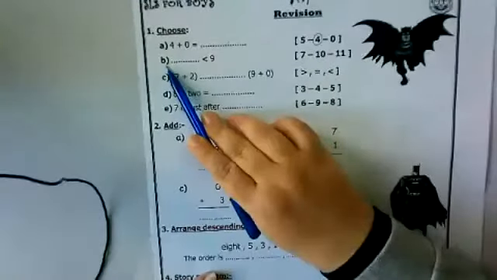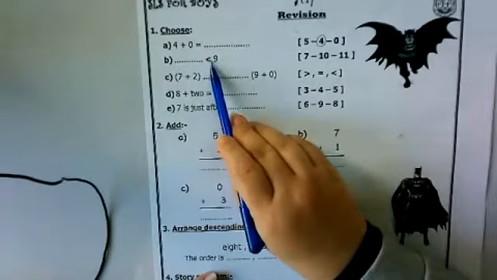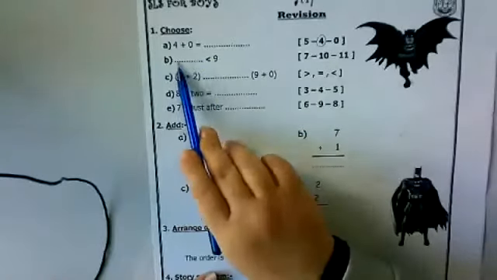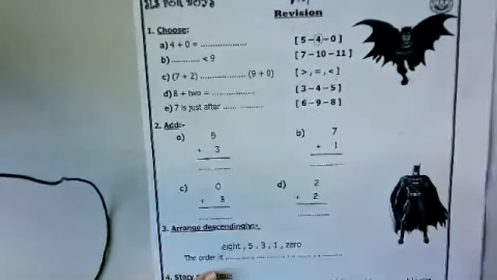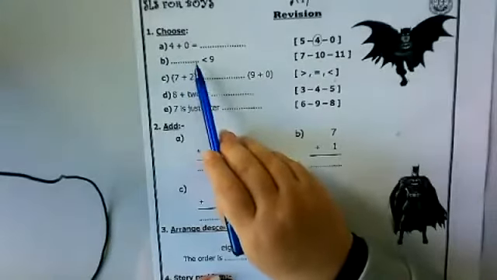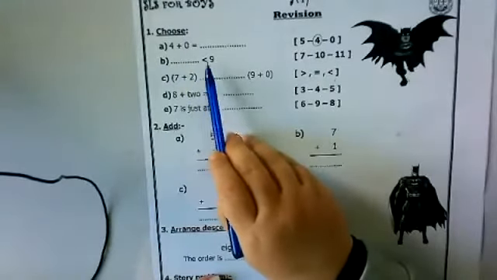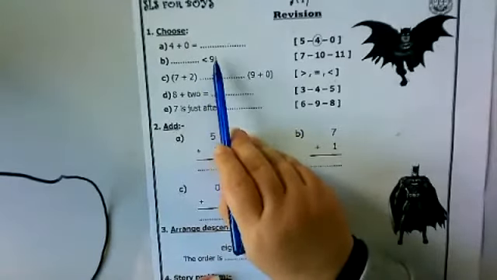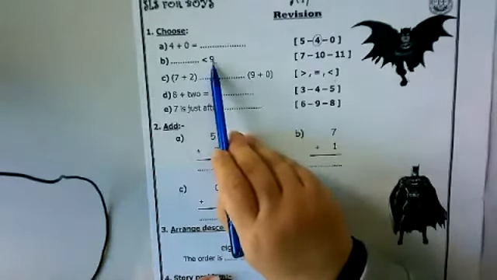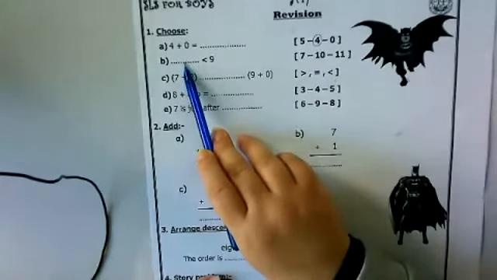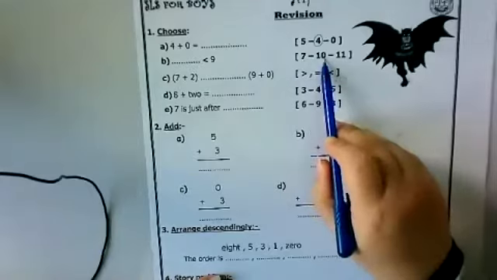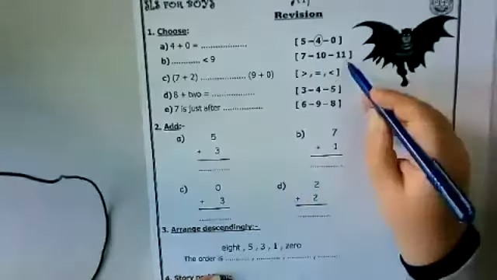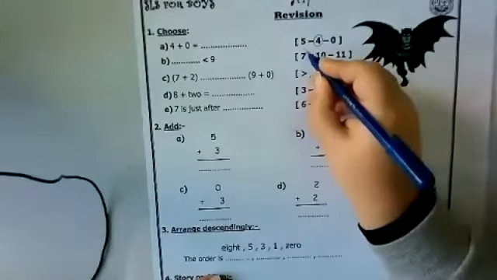Number B. This sign means that we need here in the dots a bigger number than 9 or a smaller number. Just think first. You know that the mouth of the hungry fish eats the bigger number. So 9 is the bigger. So here we need a smaller number. Is 7 smaller than 9? Yes. Is 10 smaller than 9? Of course not. Is 11 smaller than 9? Of course not. So we are going to choose 7.